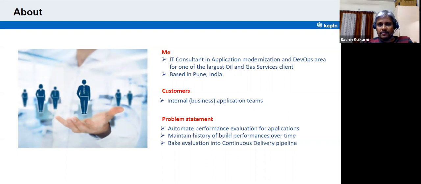And what we set out to achieve here is automated performance evaluation for these applications, and then maintain the history of the performance of the builds over a period of time, as well as bake the performance evaluation into the CI/CD pipeline. So I have this evaluation in an automated fashion, right? This is the problem statement we set out to achieve.